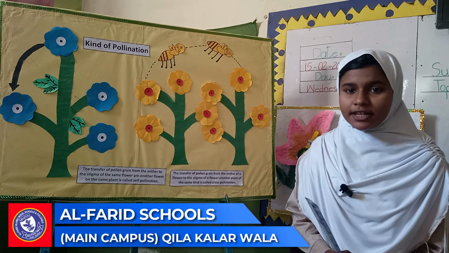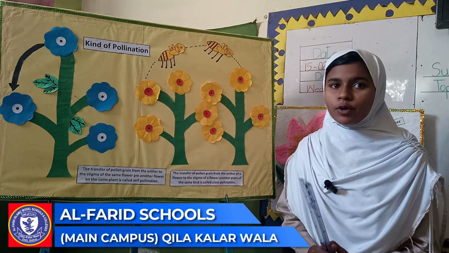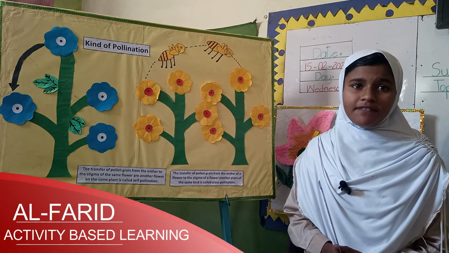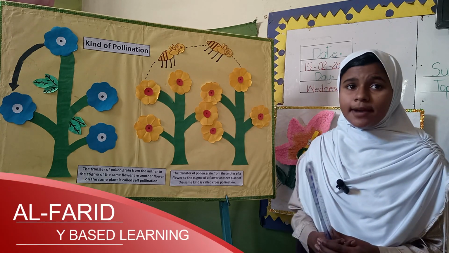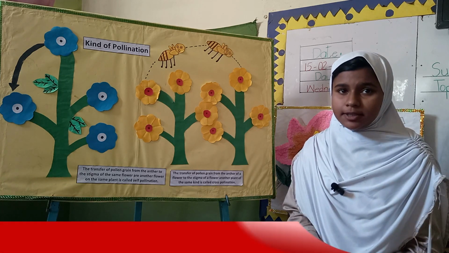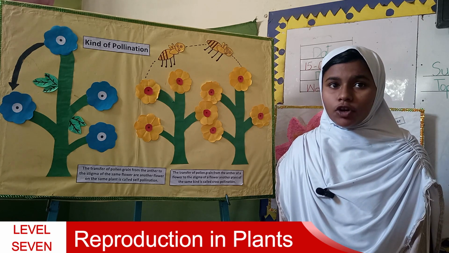This is Fizza Afzal and today I am going to define kinds of pollinators. There are three types of pollination: pollination by wind, pollination by water and pollination by animals. First of all, I am going to define pollination by wind. Now I am going to define pollination by water.